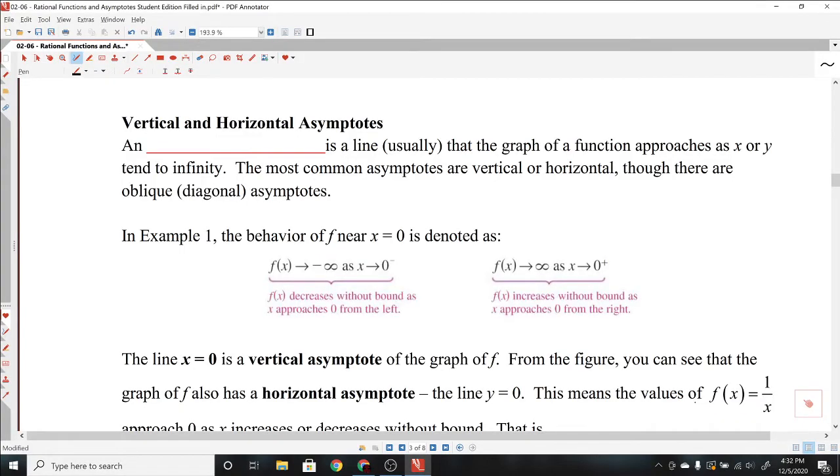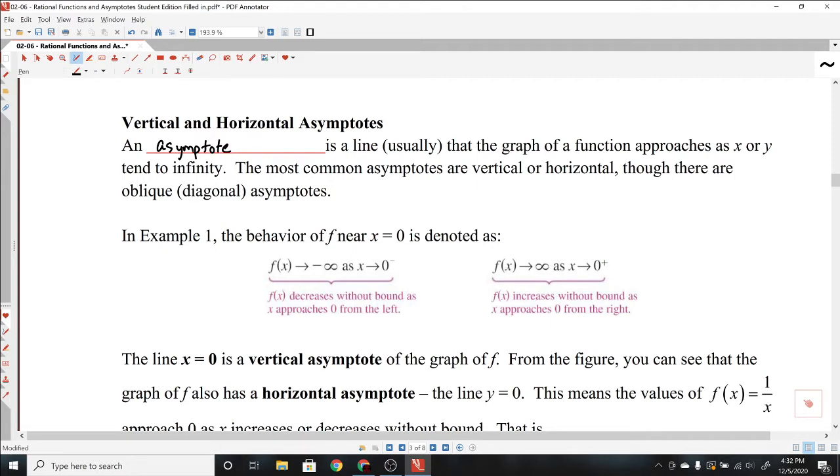Okay, part two, vertical and horizontal asymptotes. So the first thing is that an asymptote, first of all, is a spelling. We say asymptote, we don't pronounce the P. I sometimes will try to emphasize the P just to help my students remember that there is one there.